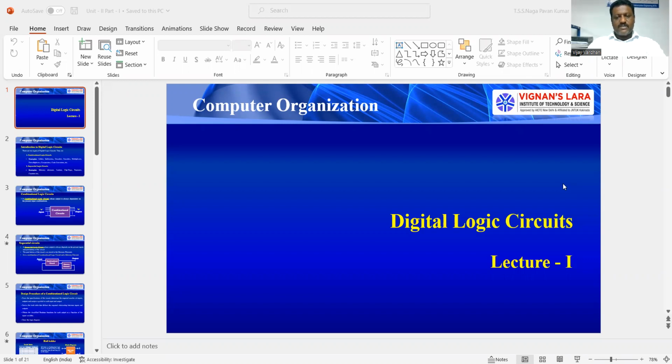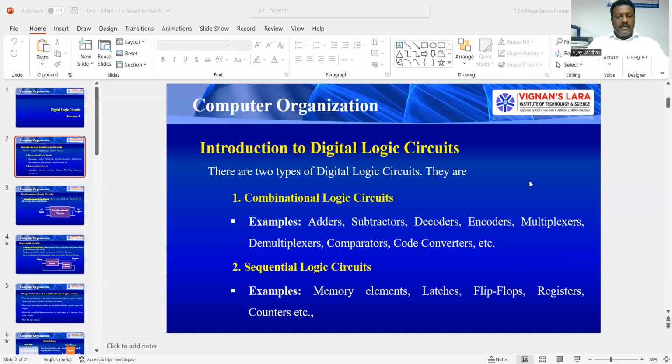Today, I'm going to discuss a concept called digital logic circuits. Basically, there are two types of digital logic circuits we have. One is combinational logic circuits and the second one is sequential logic circuits. For this class, I'm going to discuss some of the combinational logic circuits like adder, subtractor, and a circuit which can do both addition as well as subtraction.